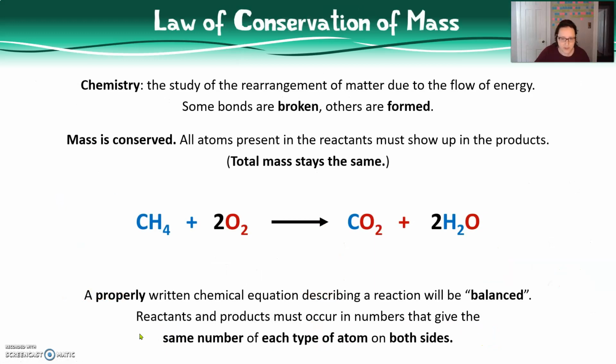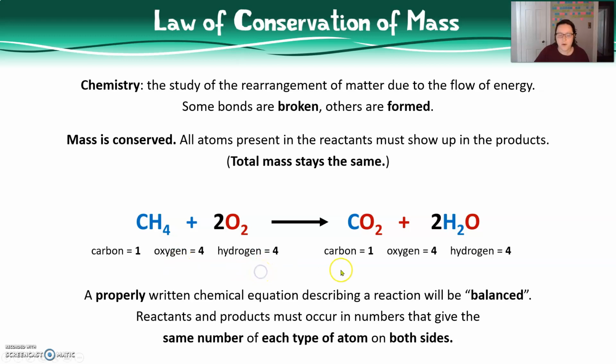When atoms rearrange in a chemical reaction, some bonds are broken and new bonds are formed. However, mass is conserved. So all the atoms present in the reactants must also be present in the products so that the total mass of reactants matches the total mass of the products, as we've seen previously with the law of conservation of mass. The reactants in the reaction below have one carbon atom, 4 oxygen atoms, and 4 hydrogen atoms. The products also have one carbon atom, 4 oxygen atoms, and 4 hydrogen atoms.